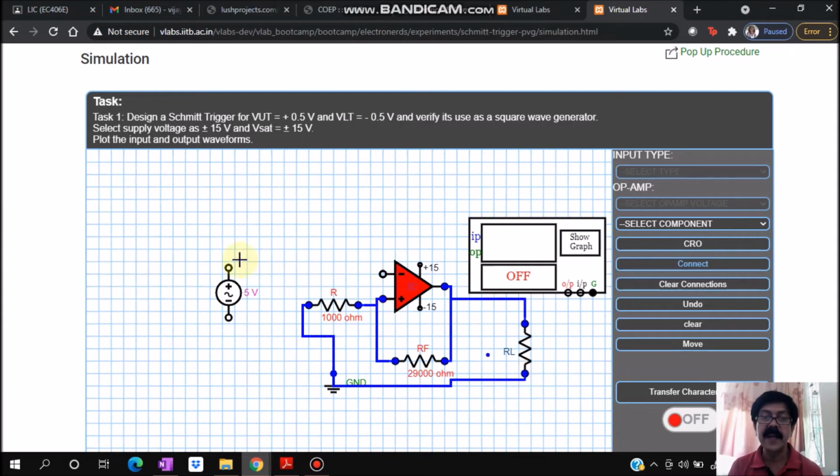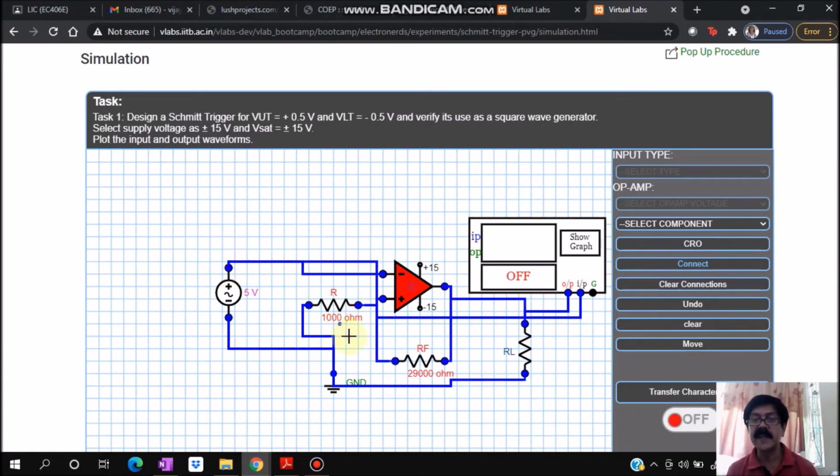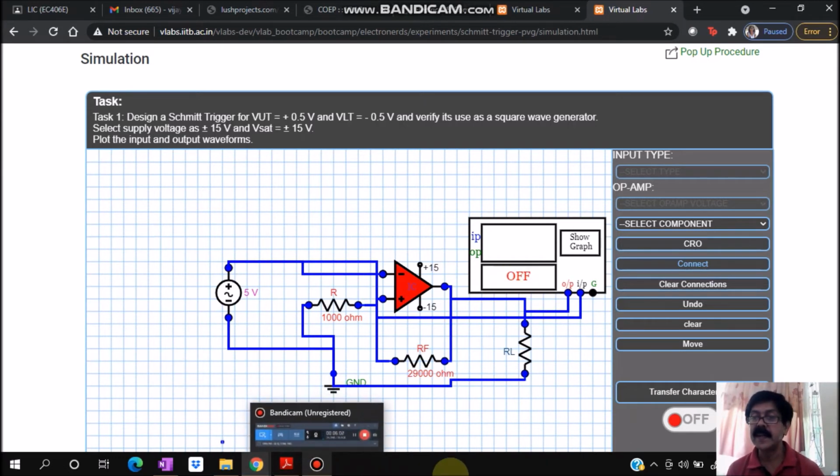Now we need to connect the input. So I'll connect this input to the inverting terminal and this point to the ground. Now I'll connect this output to this load and input to this point. So all the connections are okay. It is connected. Now let us see the simulation. So I'll just turn it on.